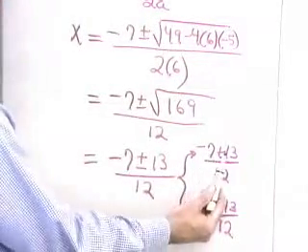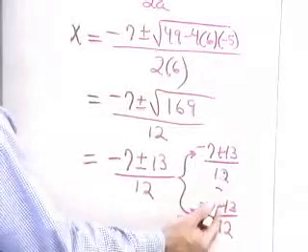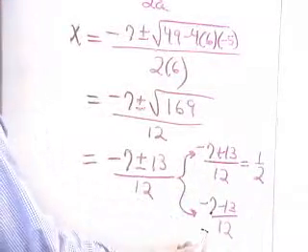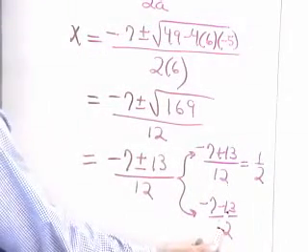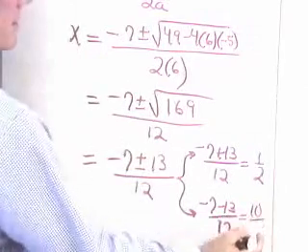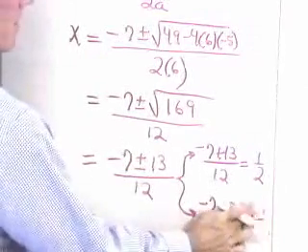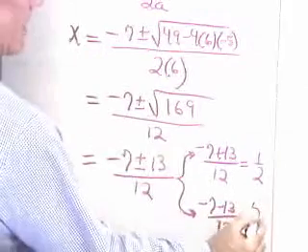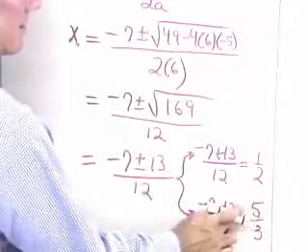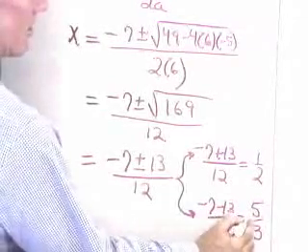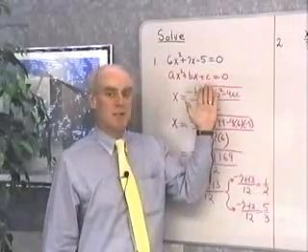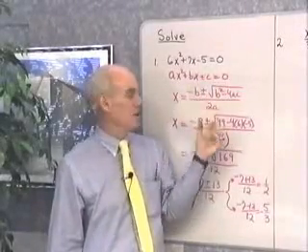So here, negative 7 plus 13 is 6, divided by 12 is 1/2. Here I have negative 7 minus 13, which is negative 20, divided by 12, which will be negative, let's see, 20 is divisible by 4, it will go in 5 times, and 4 goes into 12 three times, and this is a negative number. So negative 5/3.